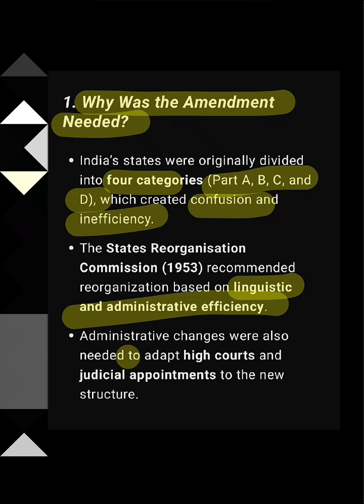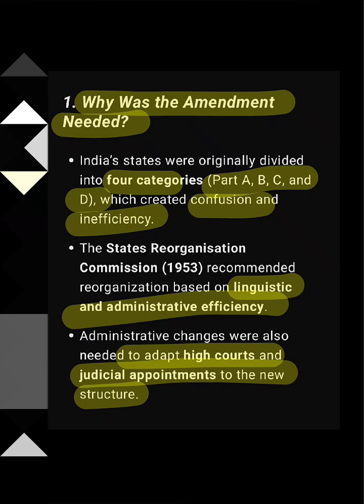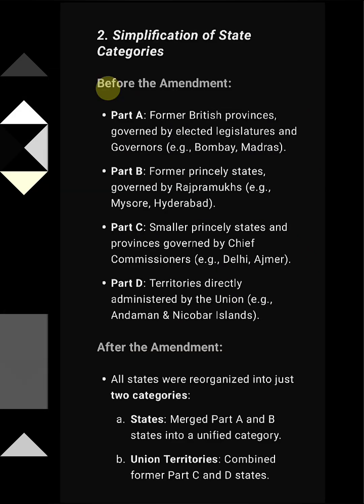And now when we are reorganizing our states, that means we need to alter the jurisdiction of high courts. We also need to do some judicial appointments to fill the vacancies. So administrative changes were also needed to adapt high courts and judicial appointments to the new structure. So these were the reasons why the 7th amendment was needed.